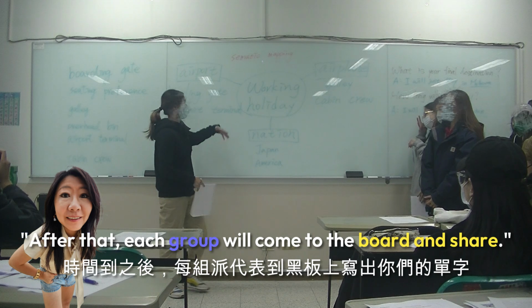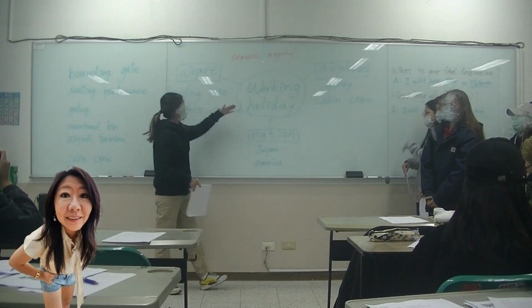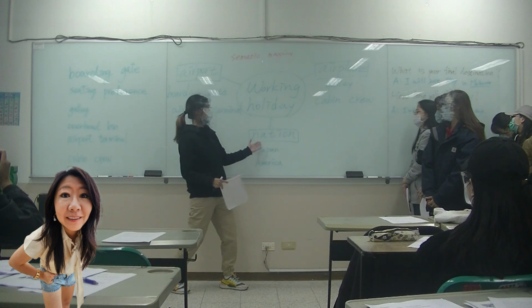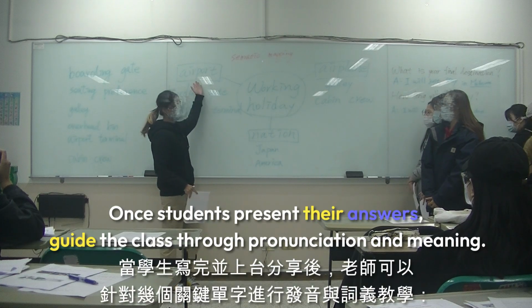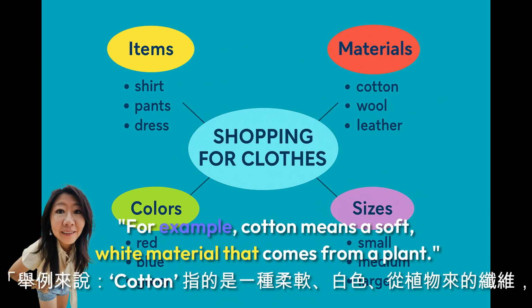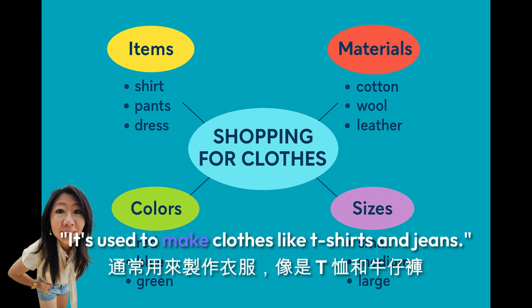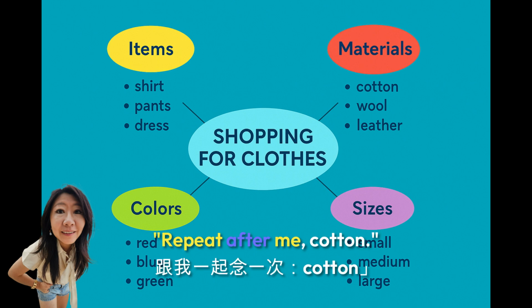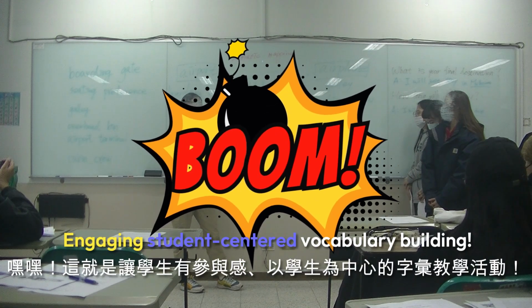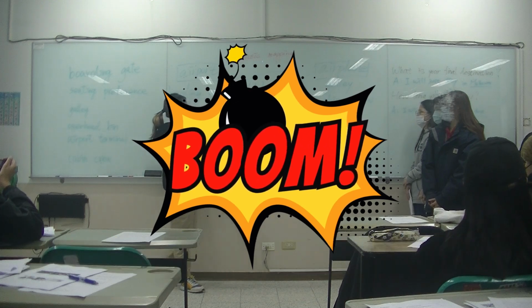After that, each group will come to the board and share. The team with the most accurate words wins. As one student presents their answers, guide the class through pronunciation and meaning. For example, cotton means a soft, white material that comes from a plant. It's used to make clothes like t-shirts and jeans. Repeat after me. Cotton. Boom! Engaging student-centered vocabulary building.